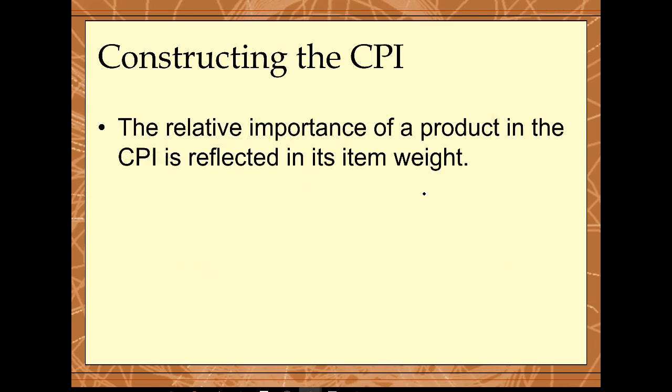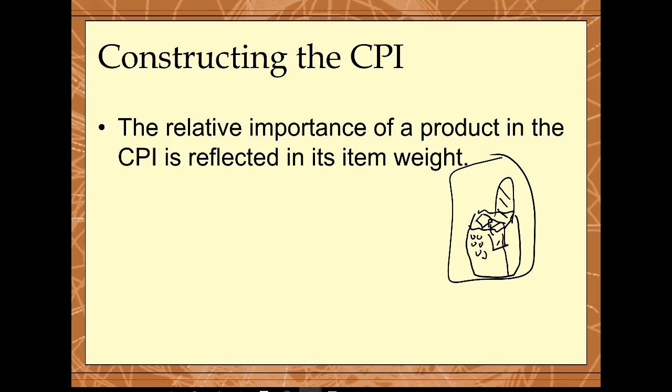So the relative importance of a product in the CPI is reflected in its item weight. When we talk about a market basket of goods, let me see if I can draw a nice little basket. So this is a basket of goods, and here we have, say, French bread, some crackers, some milk. That's a milk carton, by the way. And here we've got some grapes. We've got all kinds of stuff in this market basket of goods.